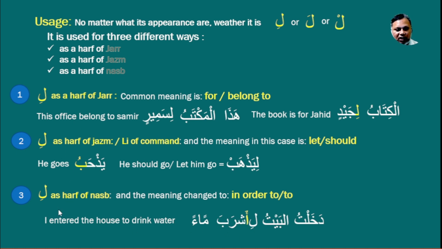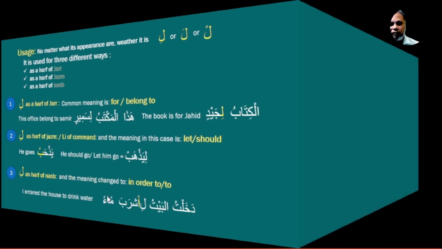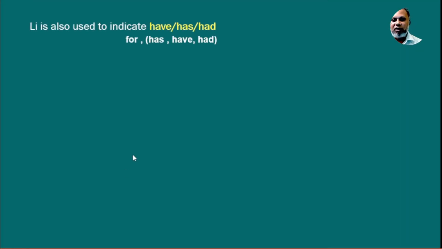So these are the three ways the li can be used. That's why it is a multi-purpose harf. Li is a multi-purpose harf. In three ways it can be used. Now there is an important use of li to express have, has and had. Li can be used to indicate this have, has, had also.